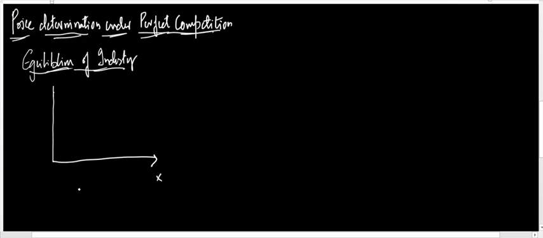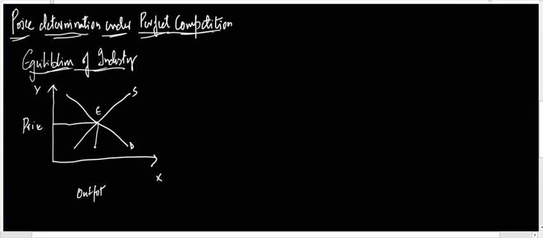Now let me take the output on the x-axis and the price on the y-axis, and then build up a demand curve and then the supply curve. So this is the interaction of the demand and supply at the point E. This is going to be the equilibrium price, and this is going to be the equilibrium quantity. Say for example, this is Q star and this is P star.